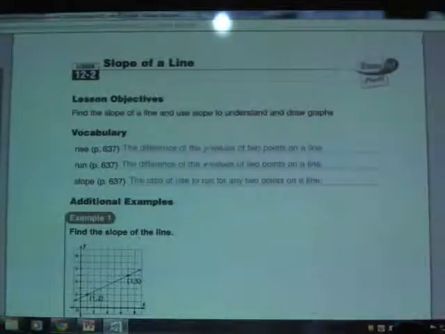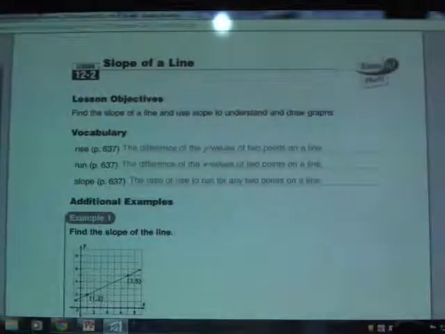of a line. But before I can get you into ideas that involve directly graphing with the slope of a line, I have to teach you what slope is. So that's where 12.2 is going to take us here. The objective here is to find the slope of a line and use slope to understand and draw graphs. So let's go ahead and start with that third definition there.